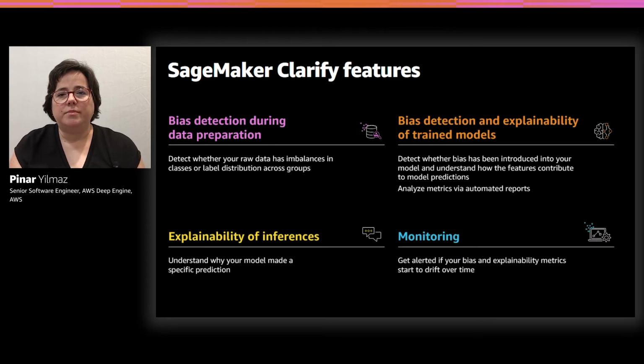So to recap, SageMaker features can be used during the data preparation to explain the trained models and detect the bias inherent in the model and the dataset combination, explain the inferences made by these models, and also monitor this model throughout the life cycle of the model itself.